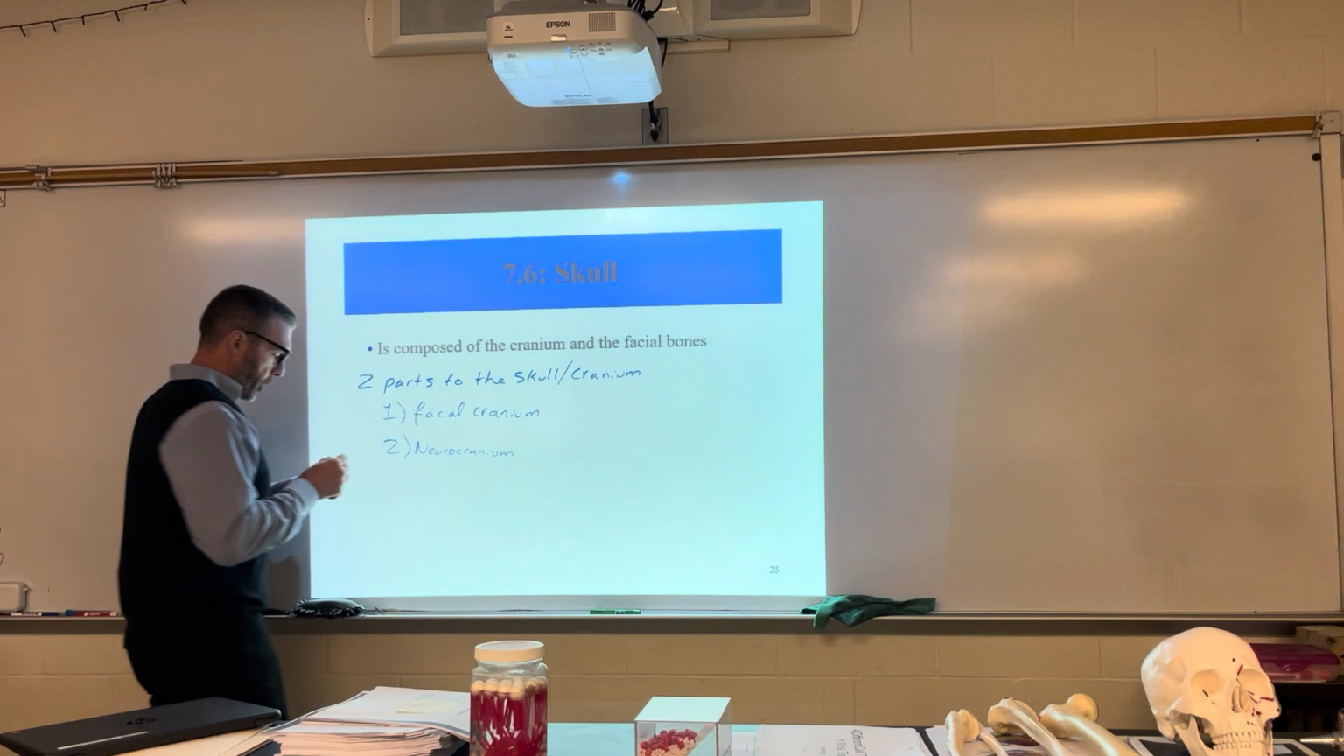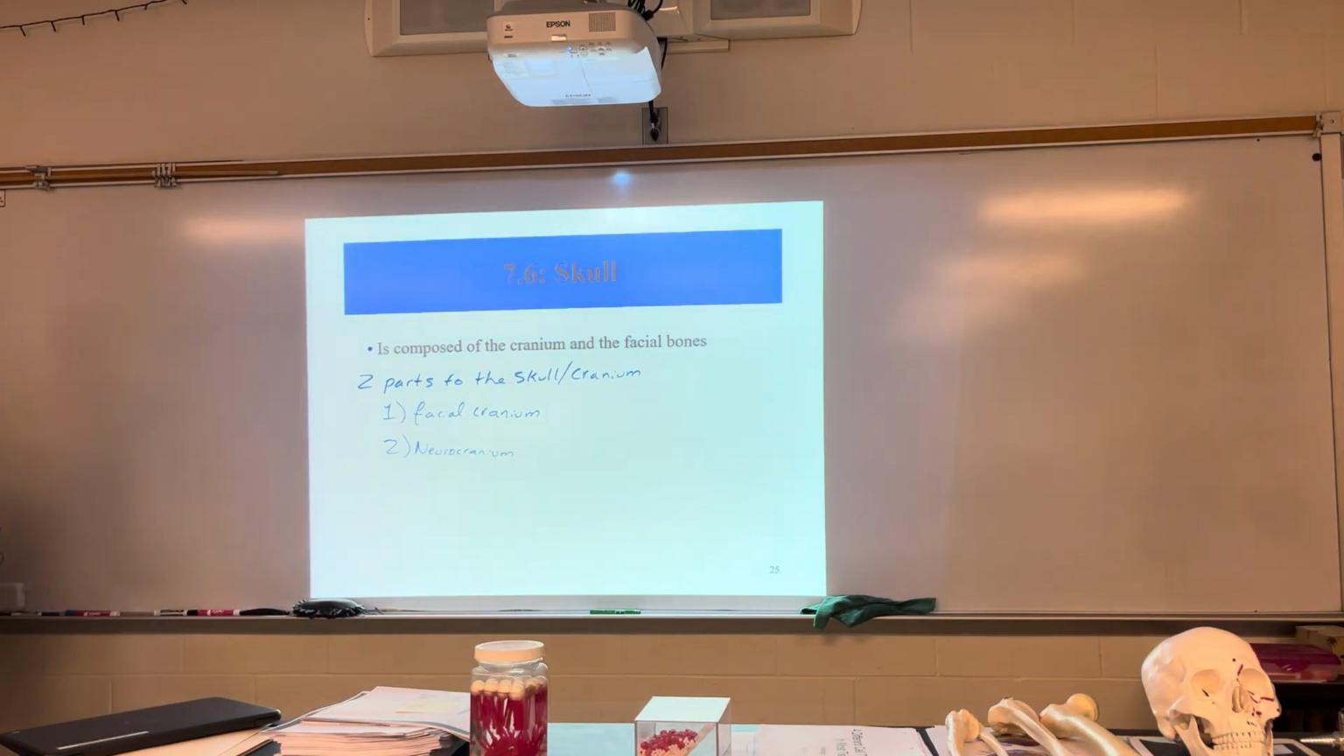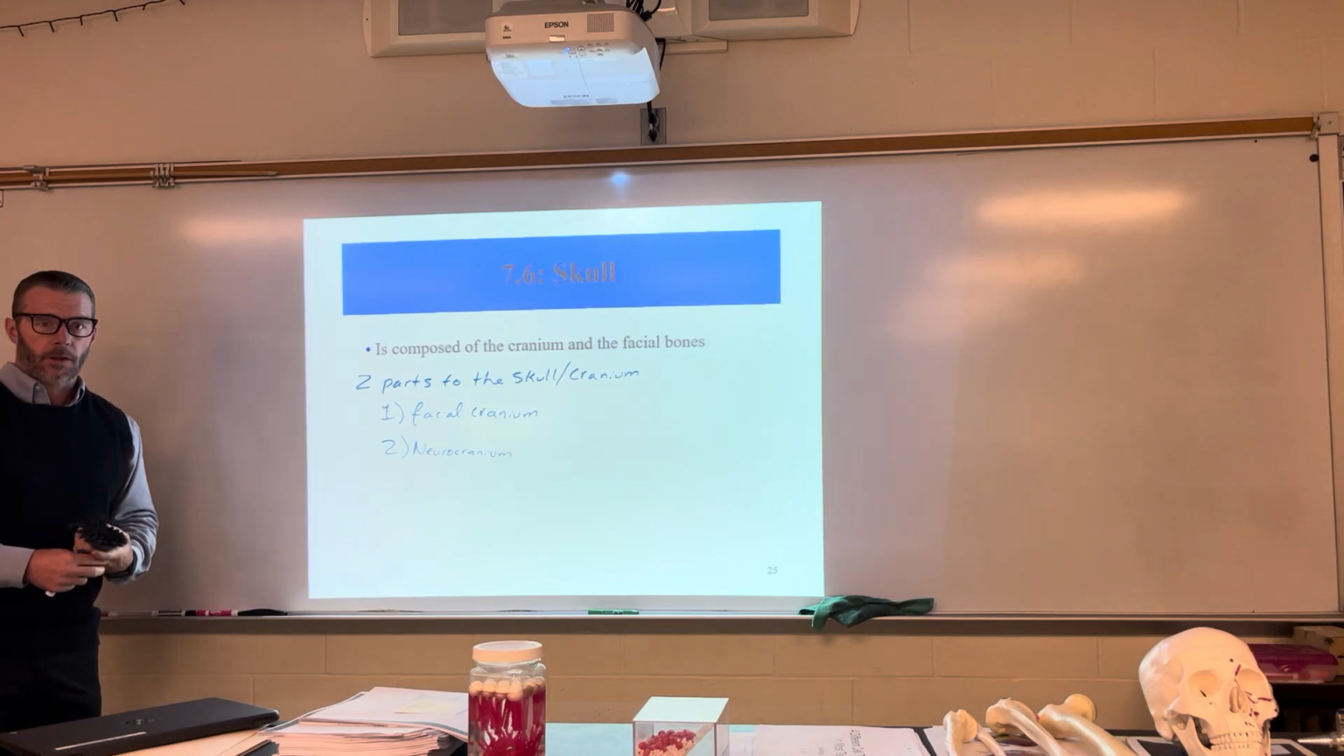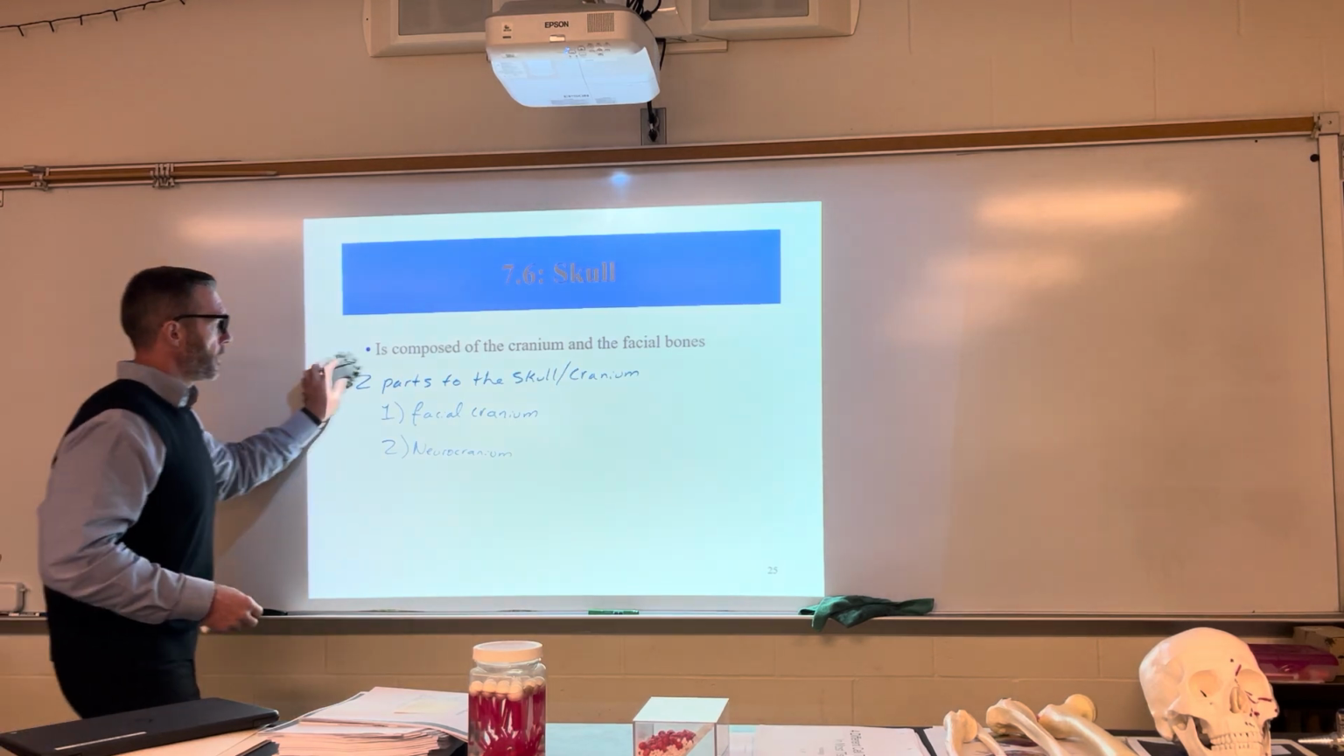Now when we look at these bones, we'll be able to tell, hopefully, pretty easily what is neurocranium or what is facial cranium. Facial cranium makes up our facial structure. Neurocranium are the bones that surround and house the brain itself. Now some of these bones are going to overlap and be both facial cranium and neurocranium as well. So when we get into the slides and start looking at the bones, we'll talk about that. Okay? Everyone good with this idea?